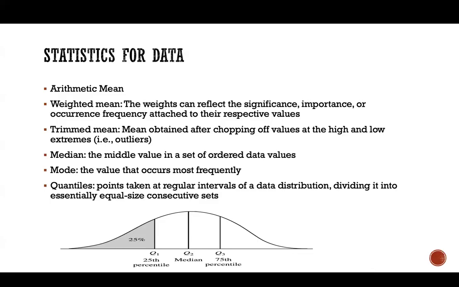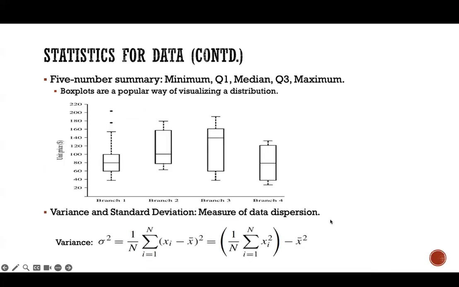And then quantiles, these are points taken at regular intervals of a data distribution. That way, we are dividing the data into equal sized consecutive sets. The most common is the quartiles, which are the 25th percentile, the 50th percentile, which is the median, the 75th percentile, and then the 100th. Quartile is one example of a quantile, but there could be others like 10% followed by 20%, etc. But you're trying to divide the data into equal sized consecutive sets.